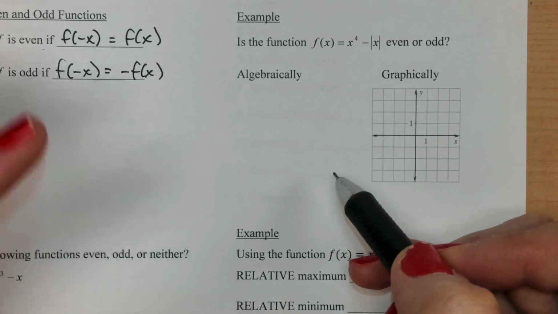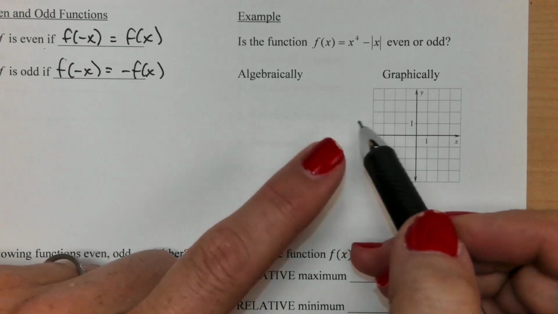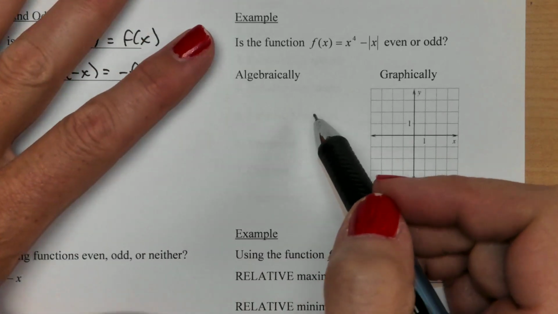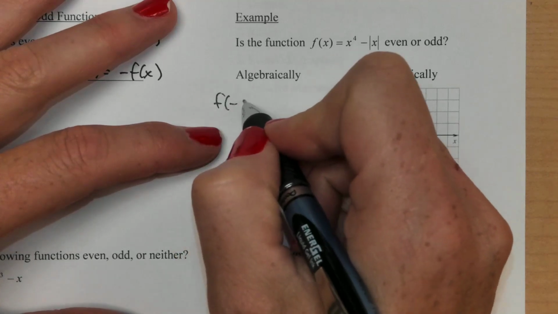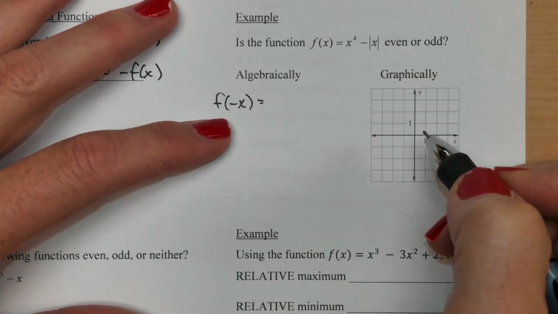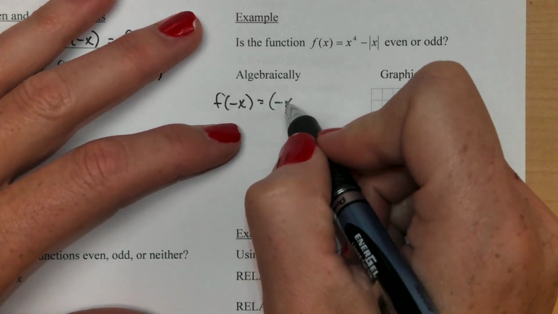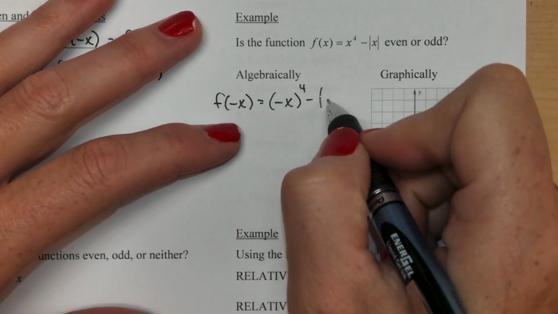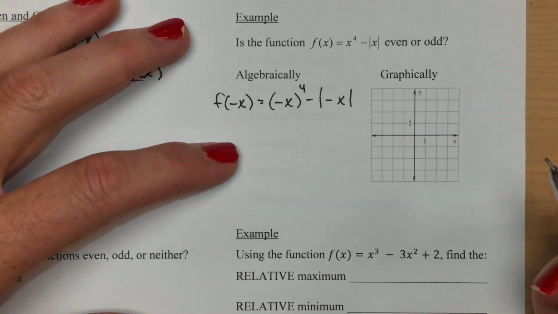So here's a function, x to the fourth minus an absolute value of x, and is that even or odd? So we're going to do it both ways. I'm going to show it to you algebraically, and then I'm going to show it to you graphically. So algebraically, we are going to plug in a negative. So everywhere there is an x, we're going to put in a negative x. So that means I'm going to have negative x to the fourth minus the absolute value of negative x.